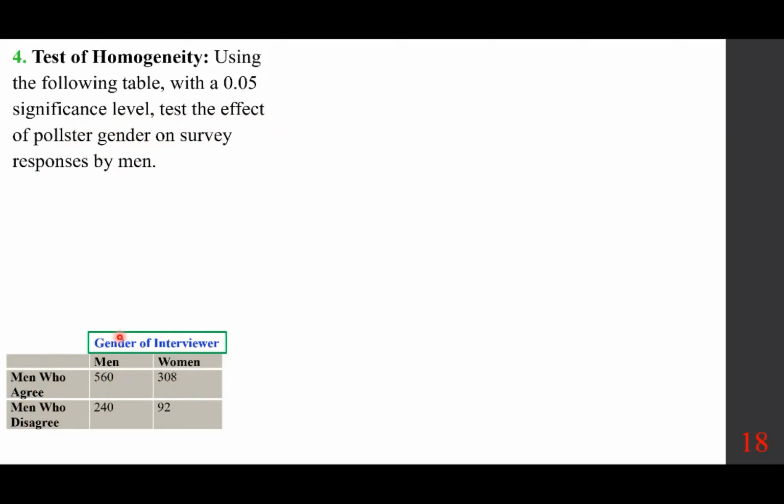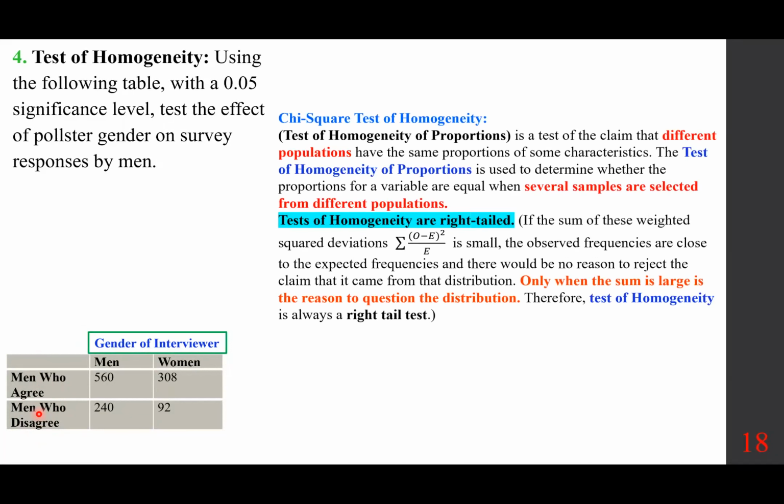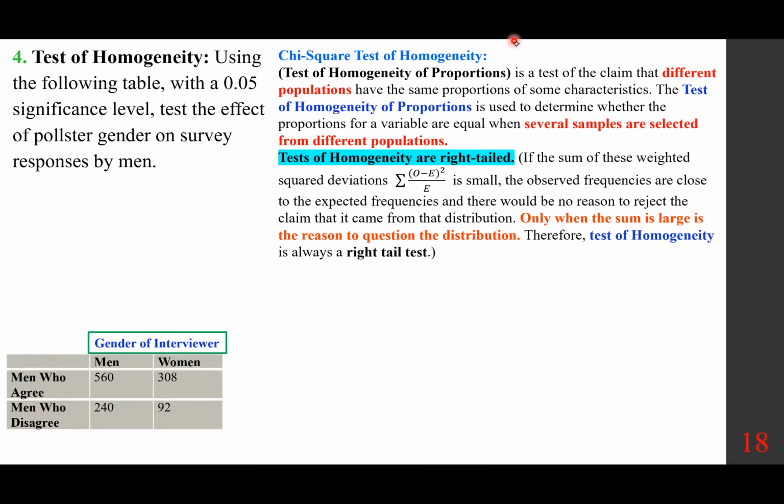So we have two categories. One category is the gender of the interviewer, and one category refers to the gender that is being interviewed. One is those men who agree and those who disagree, same gender. And so let's look at the synopsis of chi-square test of homogeneity. Could you please read this?